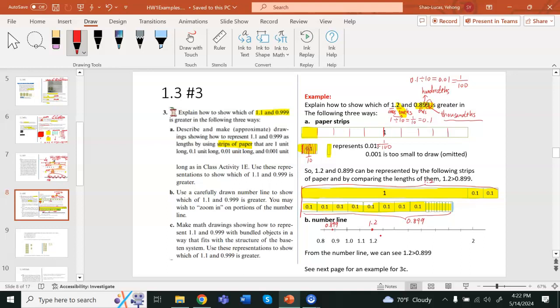Now on the number line, the numbers on the right are always bigger than the numbers on the left. So that's why, from the number line, we can see 1.2 is bigger than 0.899.